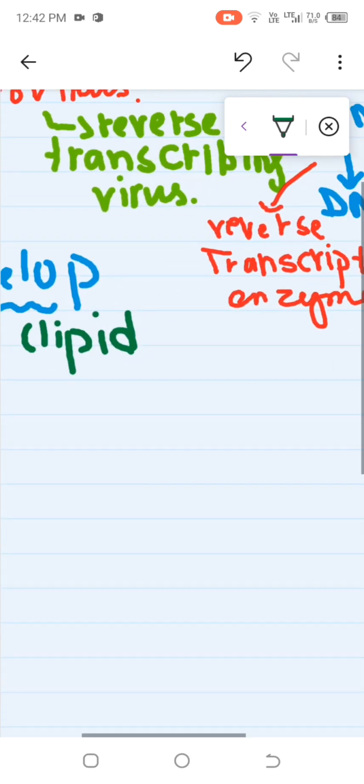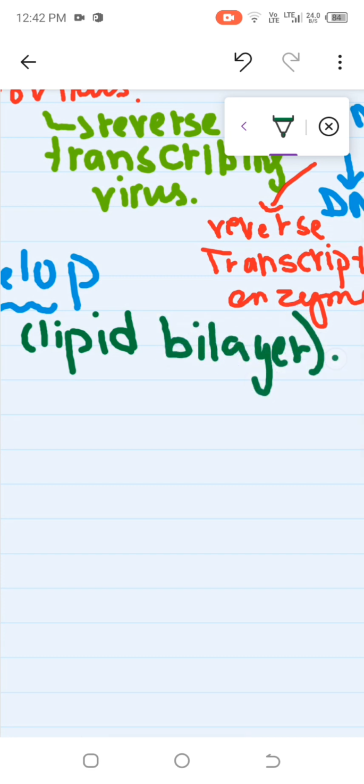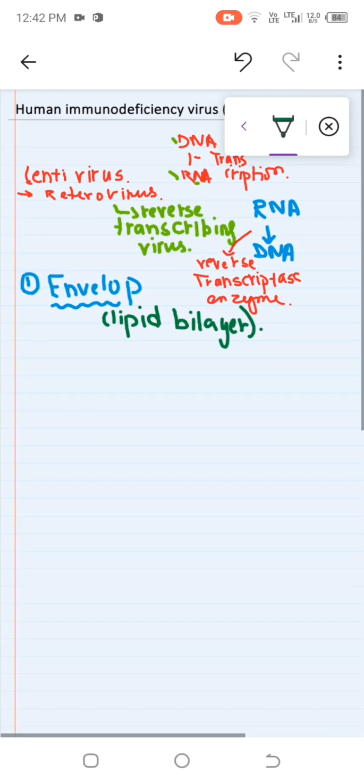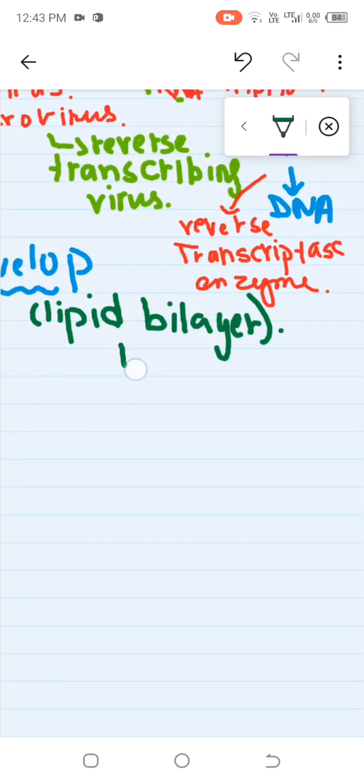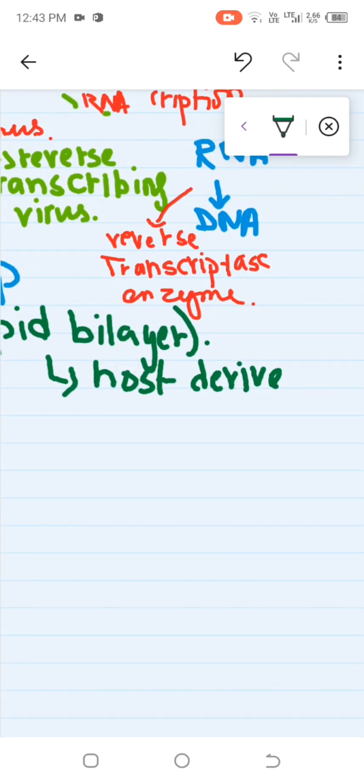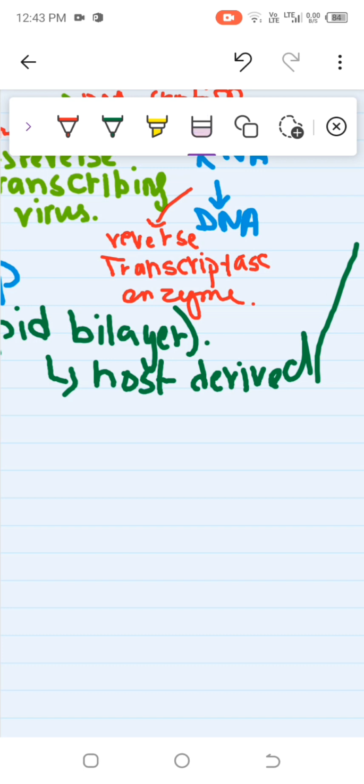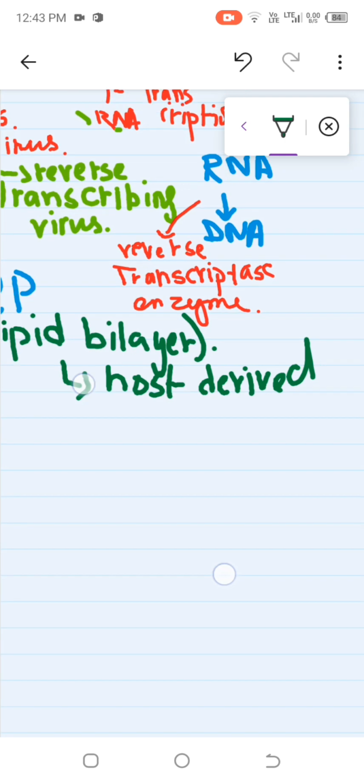bilayer, and HIV does not contain its own lipid bilayer, meaning HIV does not contain its own double membrane, but it is host derived. The membrane is host derived. We can say it enters a cell and it takes the membrane of the cell. So this is host derived.